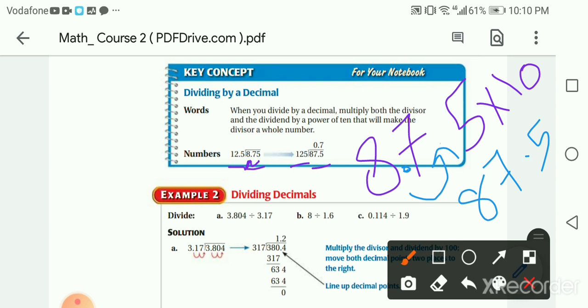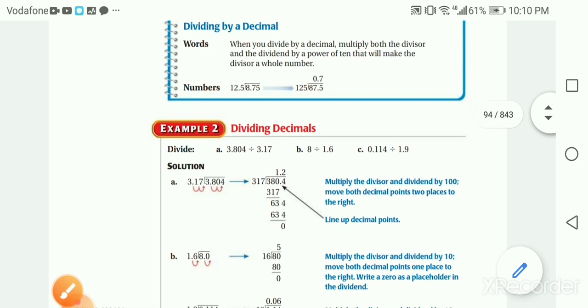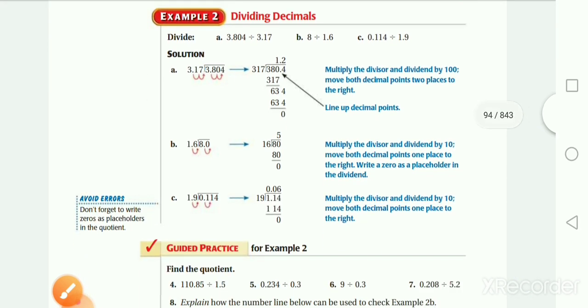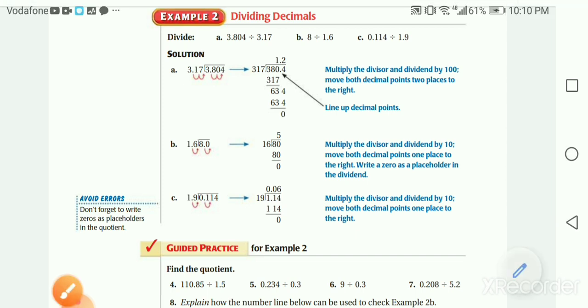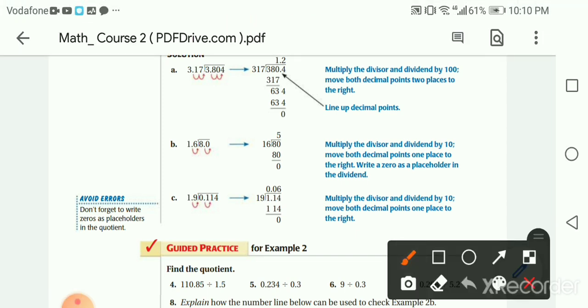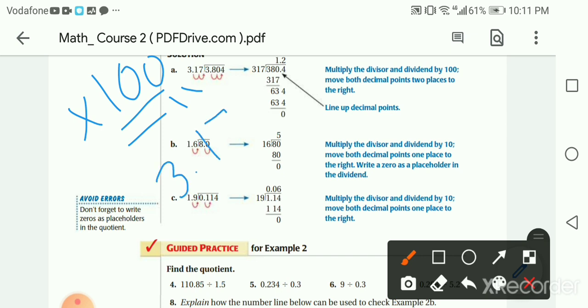Okay? So I can't leave the divisor with a decimal point. Don't forget. Let's see another example. Dividing decimals, I have here 3.804 divided by 3.17. Good example. What should I do? With 3.17, I should get rid of the decimals. So how many decimal places do I have? 2. So I'm going to multiply both sides by 100. 3.17 will be 317.